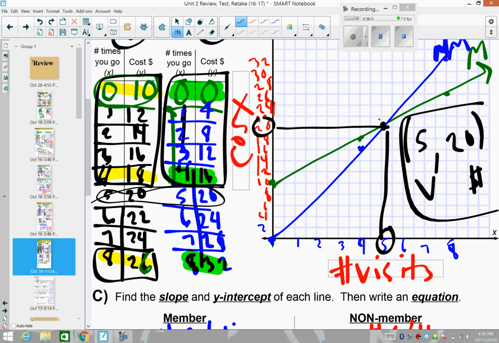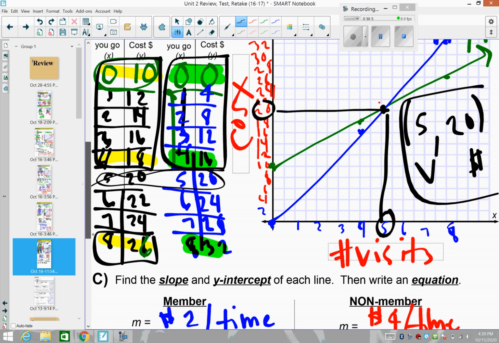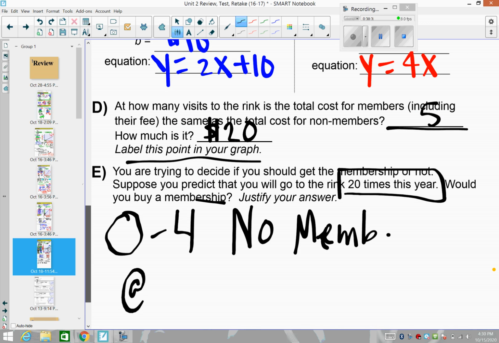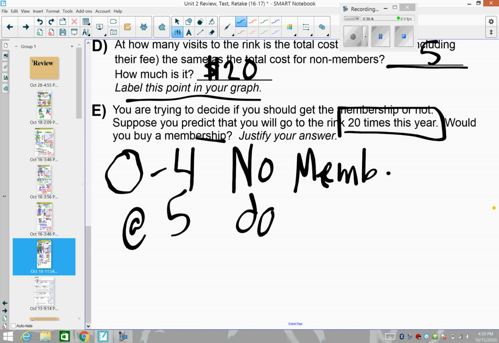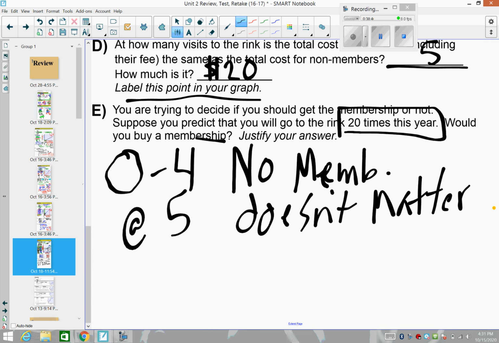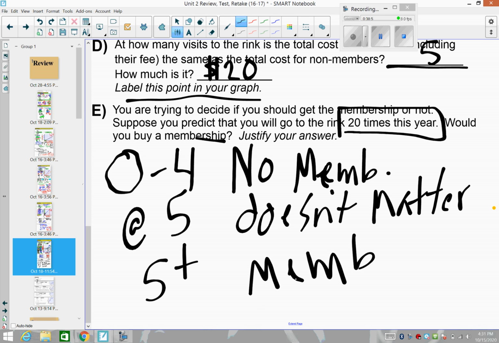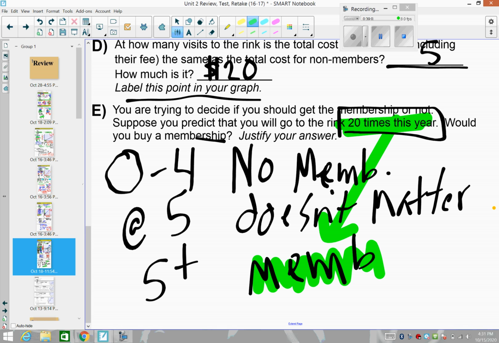Same thing with your lines over here. You can see the blue line is lower than the green line. The cost is lower. But on that 5th time, things start to change. So at 5 visits, it just doesn't matter. But 5+ visits, you definitely want to get a membership. So go back to the question that's being asked here: if you're going to go 20 times a year, what do you want to do? You better get the membership. It's significantly cheaper, especially for 20 times a year.